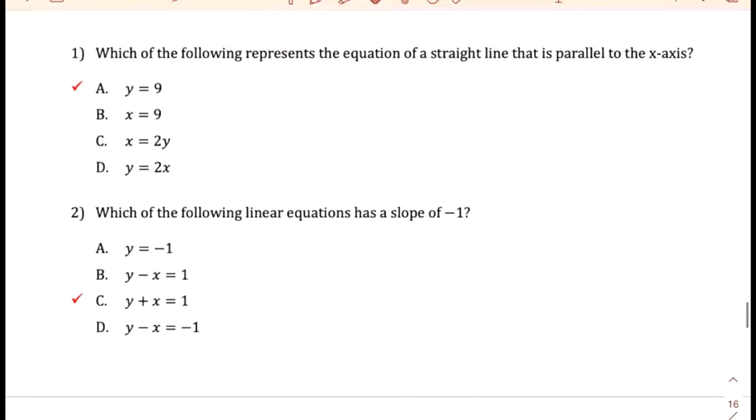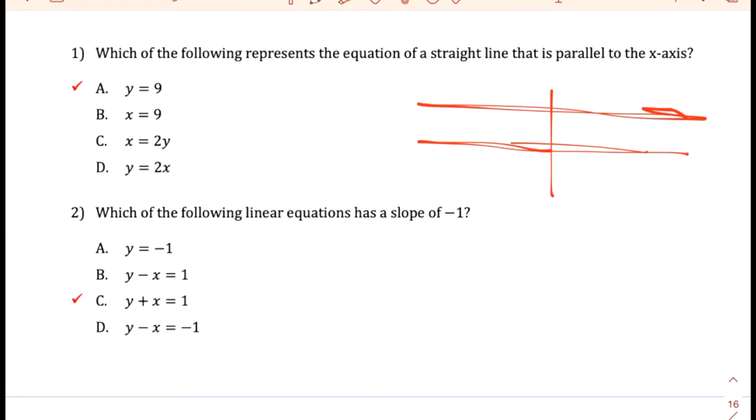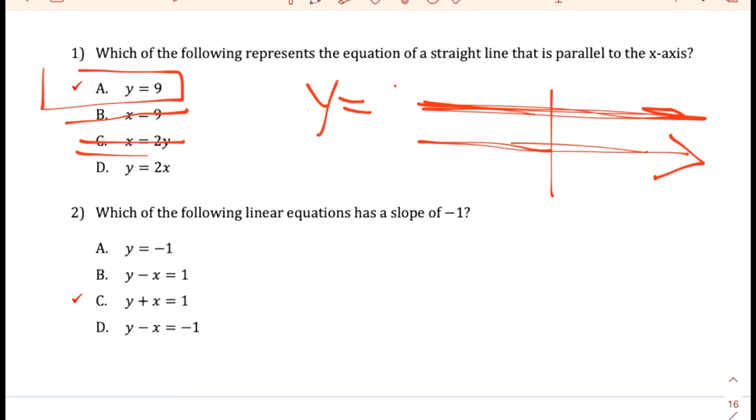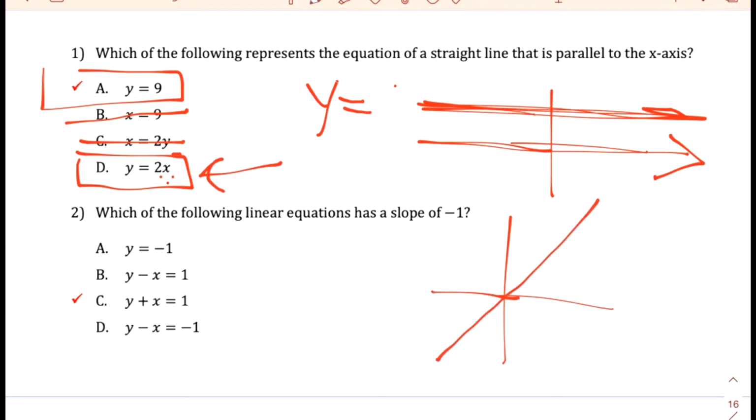Next question. Which of the following represents the equation of a straight line that is parallel to the x-axis? Remember, parallel to the x-axis is like this. This is your x-axis. Parallel to x-axis is always y equals a number. So don't take the x. So you have 2 options. Y equals 9, y equal to x. Y equal to x is not parallel to the x-axis. The y equal to x is like this. Okay, because there is x. So it has to be y equals constant.